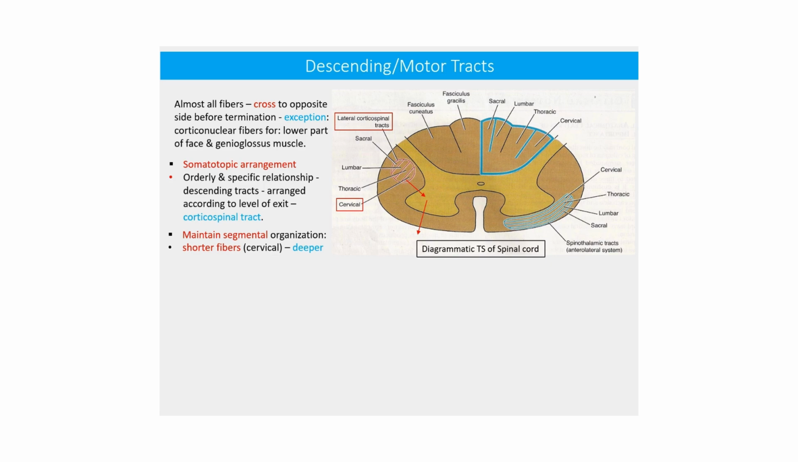Look in the diagram, the shorter fibers, that is, the fibers for the cervical region, are located at a deeper plane, whereas the longer fibers, such as for the sacral region, are placed superficially. The reason being that there is no crossing among the fibers and they can easily exit from the spinal cord.